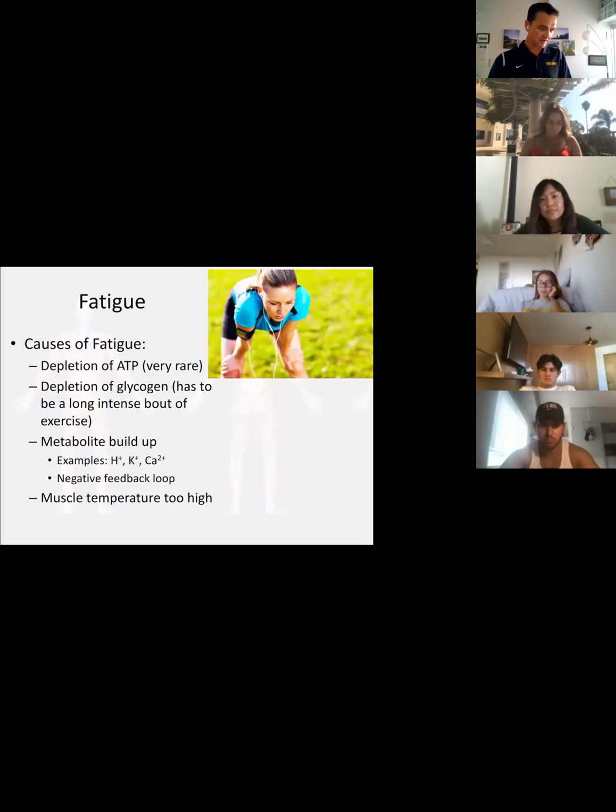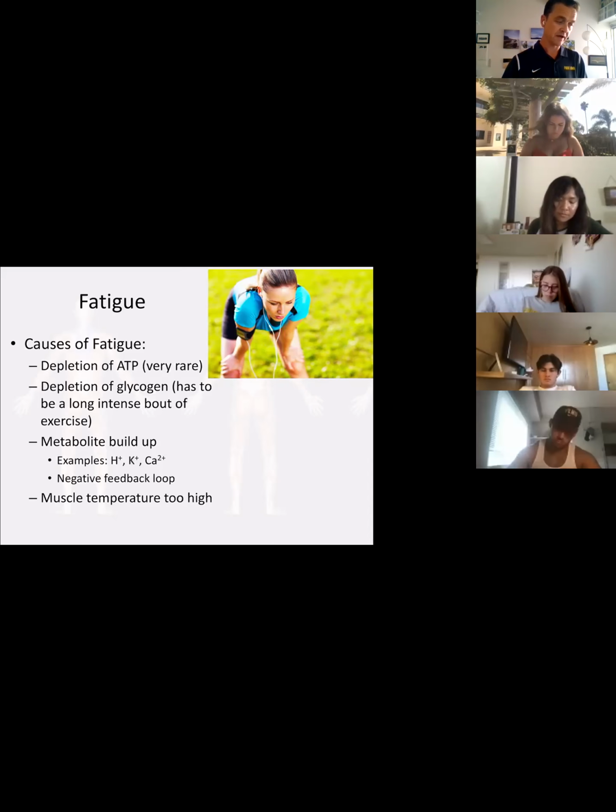Let's talk a little bit more about fatigue here. So some possible causes, right? Depletion of ATP. This could happen if you use up all the ATP in a muscle cell. It can't contract anymore, right? Your body really doesn't let you do this very often. Okay, so it's very rare.